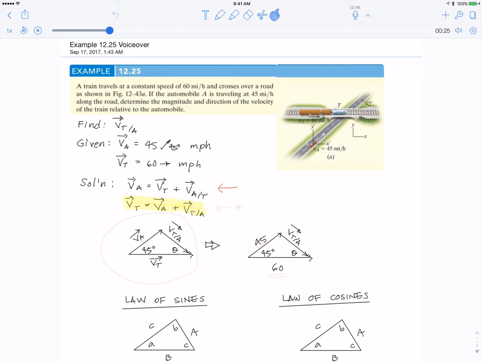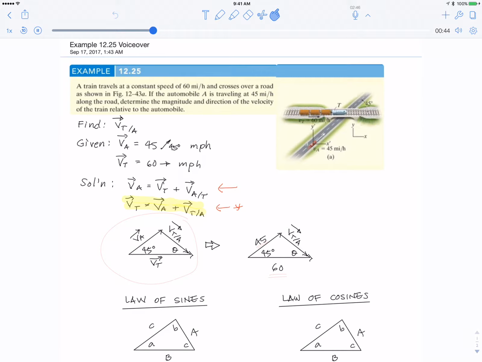If you want VA, it's V train plus A relative to train. So a mnemonic to help remember that is T times A over T equals A. Or that gives us the wrong one though. We want T relative to A. So this is the one we really want.